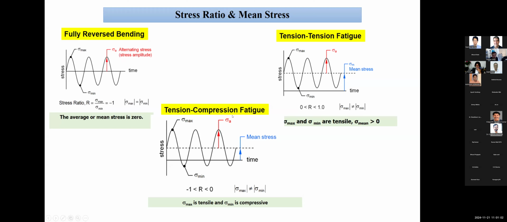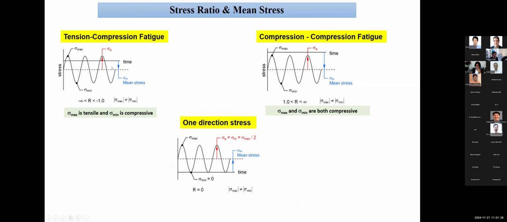Coming to tension compression fatigue, the maximum value sigma max is positive, the minimum value is negative, and this is the 0 value. The mean stress is still positive. So in tension compression fatigue, you can have one case where the mean stress is still positive tensile, but the minimum value is compressive stress. There is also a case where the mean stress has gone to a negative value, that is, the mean stress is compression. Sigma max is still tension, sigma minimum is compression.